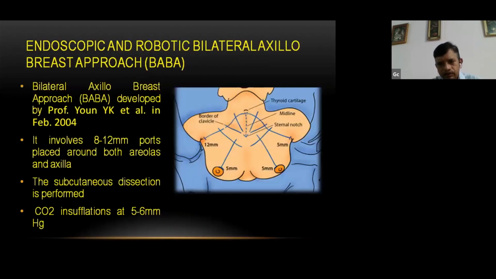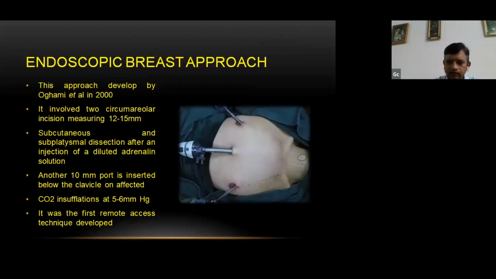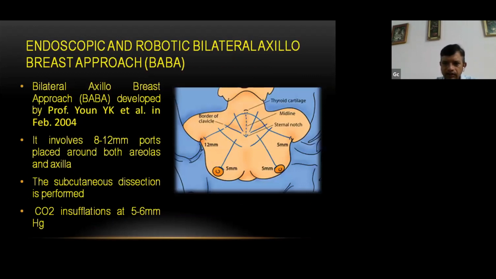So Professor Yun developed the technique that he goes through the axilla. So he combined this Ikeda and that axillary technique by Ogami. So the Ikeda and Ogami techniques are combined, using this bilateral breast and axillary approach. So this approach is a little bit different from all other approaches because they put the camera in one of the ports and dissect from the other side.